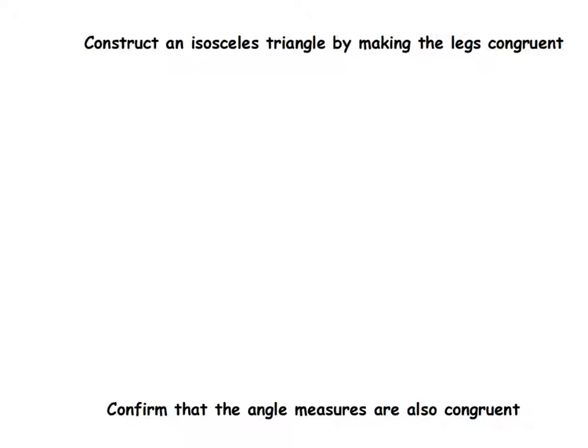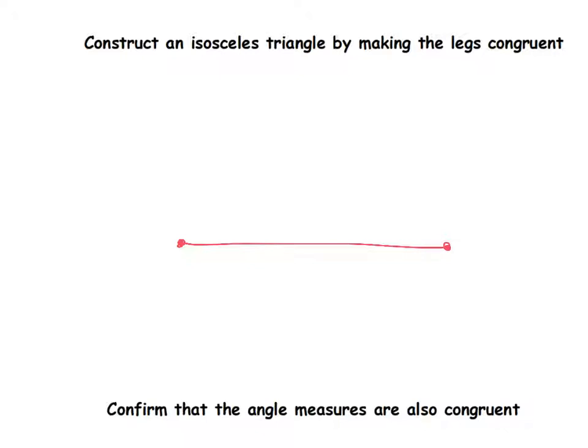This says, construct an isosceles triangle by making the legs congruent. Okay, so a random length of line right here. It really doesn't even matter. This is going to be the base of my triangle, the one side that doesn't match. So I'm just going to put a dot there, and let's put a dot right here. Let's just use the end of it.